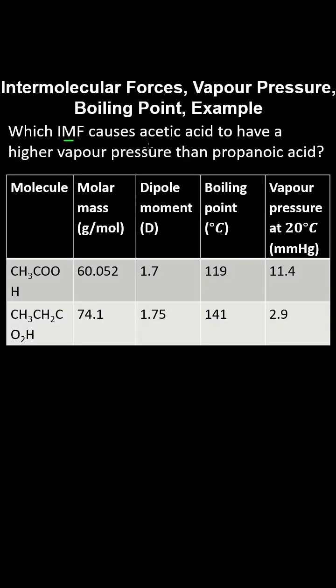Which intermolecular force causes acetic acid to have a higher vapor pressure than propanoic acid? Here we can see that the vapor pressure of acetic acid is higher, whereas both acids have similar dipole moments. And given that the molar mass of propanoic acid is greater than that of acetic acid, we can attribute the higher vapor pressure to London dispersion forces.